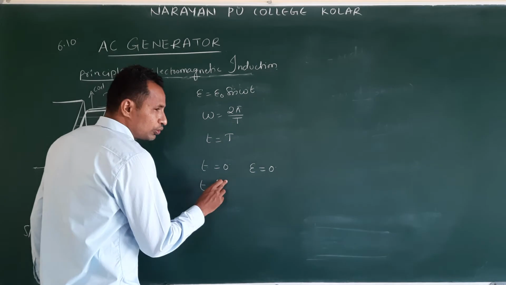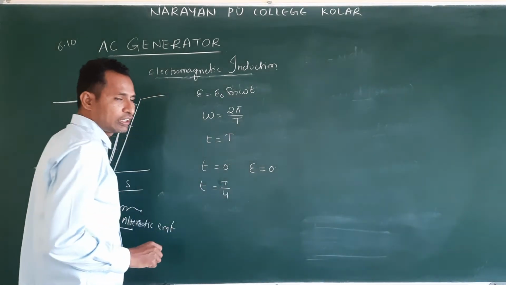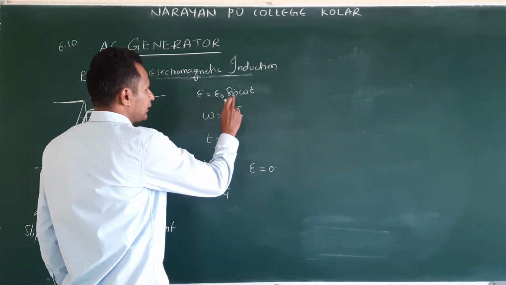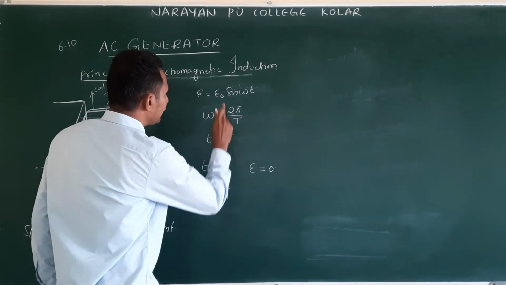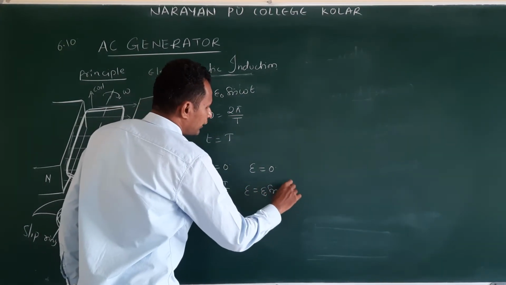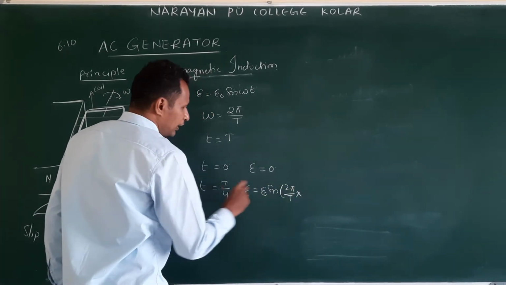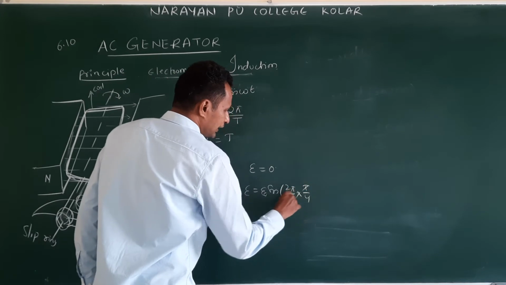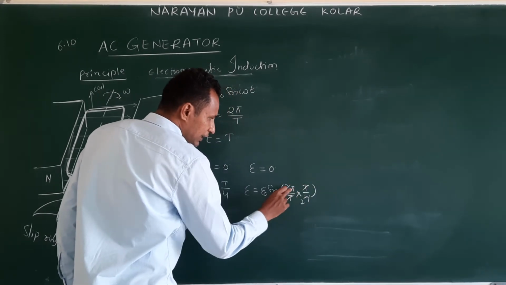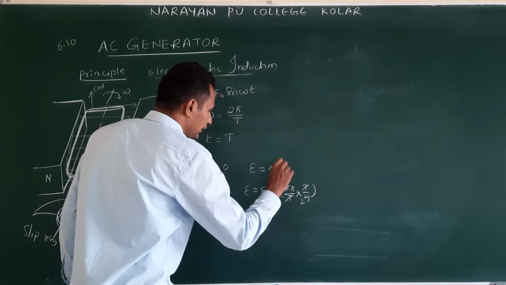Now t is equal to, let us say, T by 4 second. Then E is equal to E naught sin omega t, that is 2 pi by T into small t value, T by 4. T cancels, this is 2, so we have pi by 2. Sin pi by 2 is 1. So E is equal to E naught.